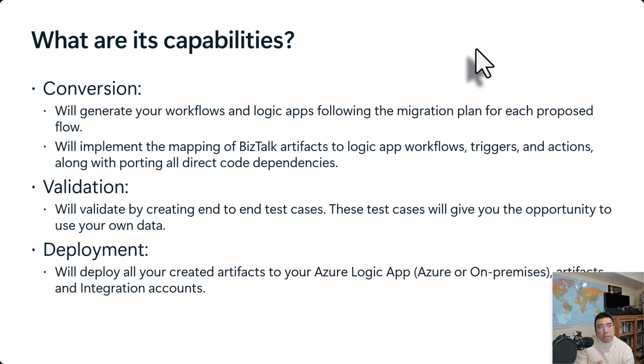So that will take you to the conversion stage. When you approve the planning, it will generate your workflows and logic apps following the migration plan for each proposed flow. We'll implement the mapping of BizTalk artifacts to logic apps workflows, triggers, and actions, along with porting all direct code dependencies as well.